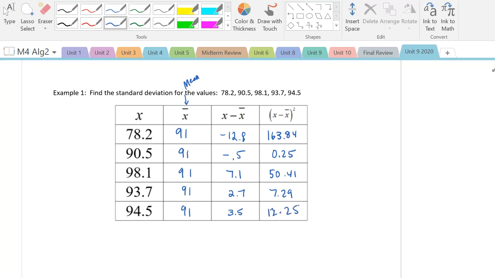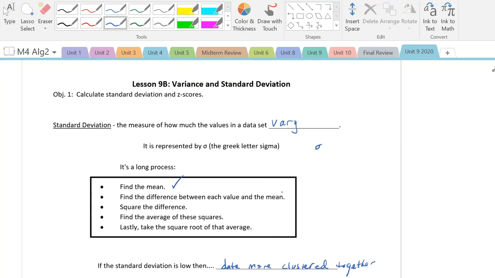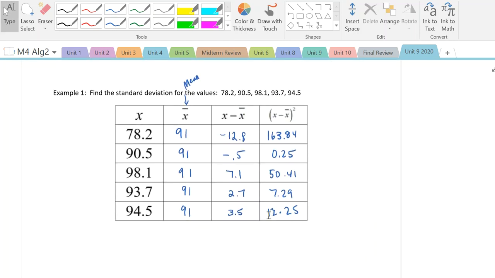Okay, so if I look back at my steps for a minute, it said I needed to find the mean. We did that. We found the difference. We did that. We squared the differences. Now we're going to take the average of these squares. So I have 5 numbers here, and I'm going to add them.